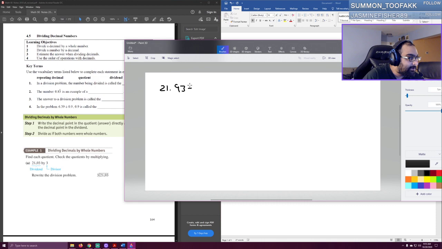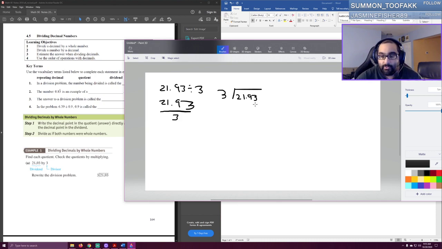21.93 divided by 3. Remember, it can be written this way, 21.93 divided by 3. Or again, the other way you can write it is exactly what I said here: the divisor on the outside, the dividend on the inside, just like so. This third method is the way we're going to write it, as it'll be helpful if we do this out by hand.